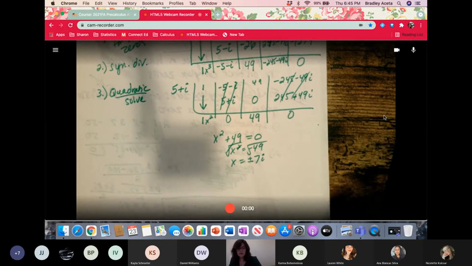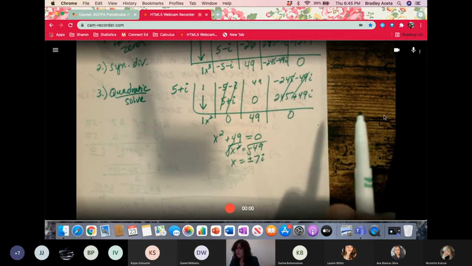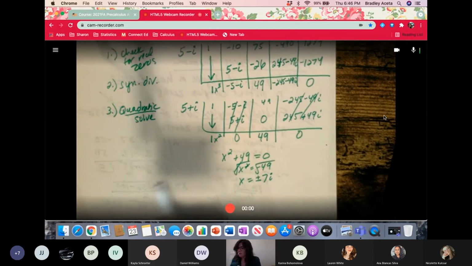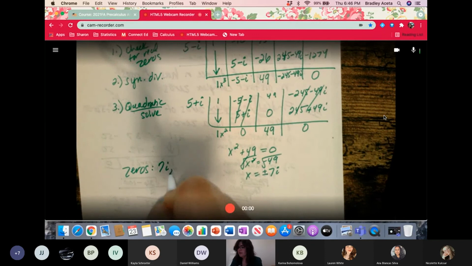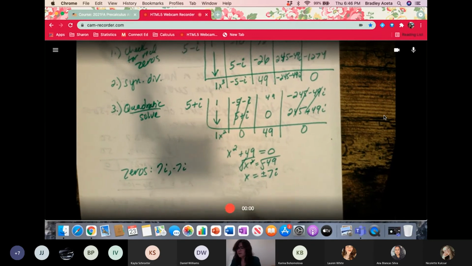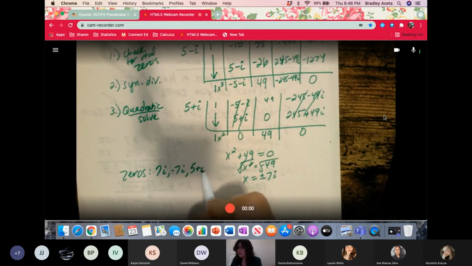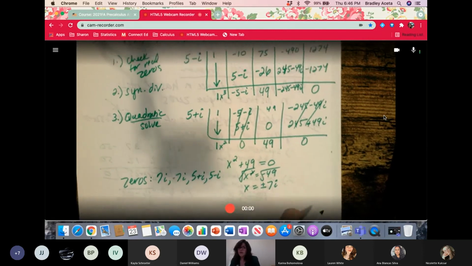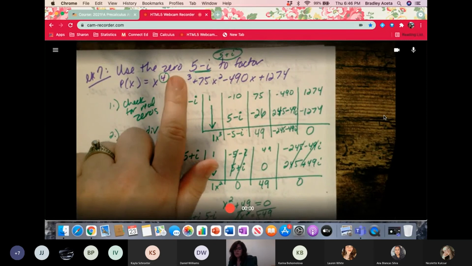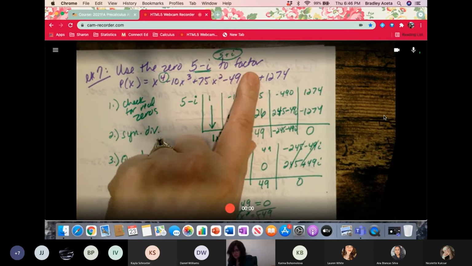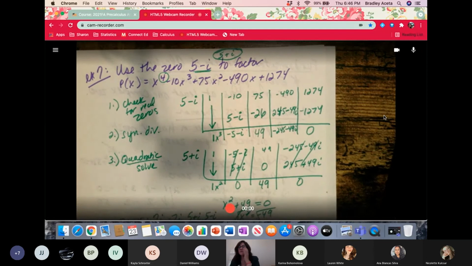So let's look at what we have right now. Our zeros would be positive 7i, negative 7i, 5 plus I, and 5 minus I. Those would be the zeros. But we got to go back up to the top and read what it said. Use the zeros to factor. It's not that bad.